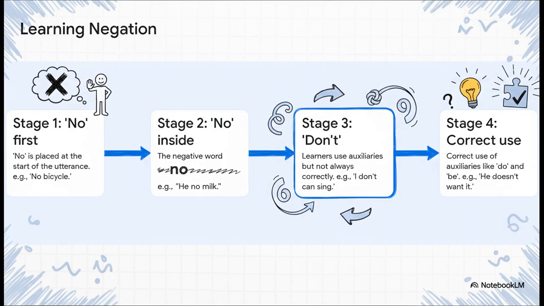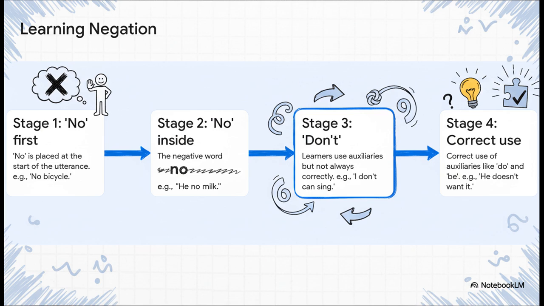This is a fantastic illustration of the whole idea. Just take learning how to say no. Almost every single learner starts by just sticking no at the very beginning of a sentence. No bicycle. Then they figure out how to move it inside. But they don't have the helping verbs yet, so you get he no milk.